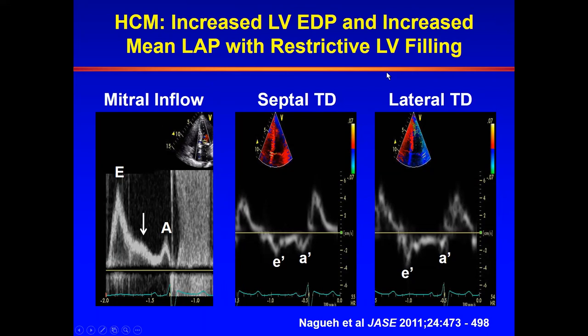Restrictive filling is associated with worse outcomes in HCM, and there are several observational studies both from Europe and from the United States showing restrictive filling associated with higher likelihood of hospitalizations for heart failure in the presence of a normal ejection fraction.